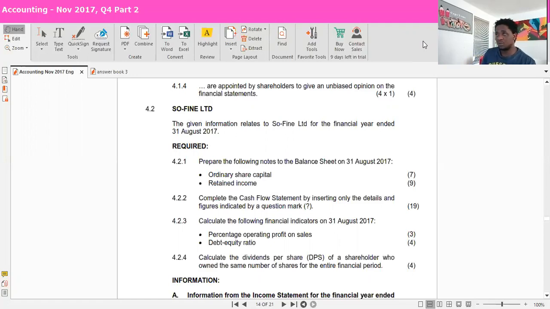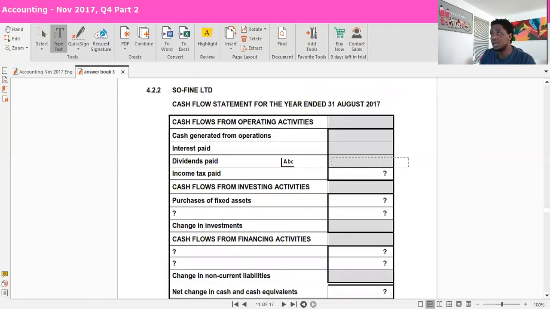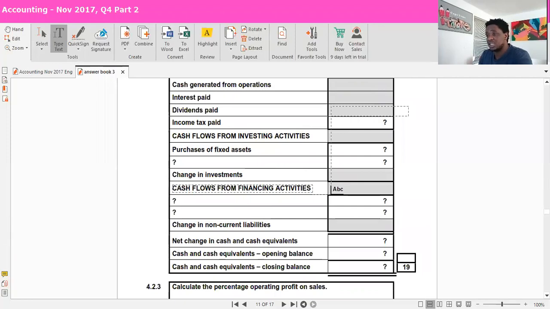In this question, we're obviously dealing with a business called SoFi Limited, and the financial year end is on the 31st of August 2017. In question 4.2.2, we're required to complete a cash flow statement by inserting the details indicated by a question mark. If we go to the answer book, you can see that the figures denoted by the question mark will be your income tax, your purchase of fixed assets, and then the financing activities as well, and then also the net change in cash and cash equivalents. All right, so let us start.